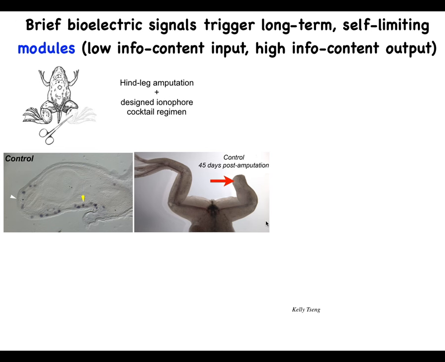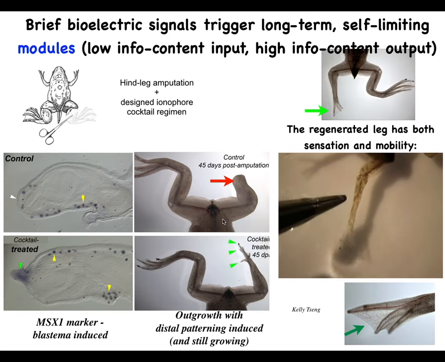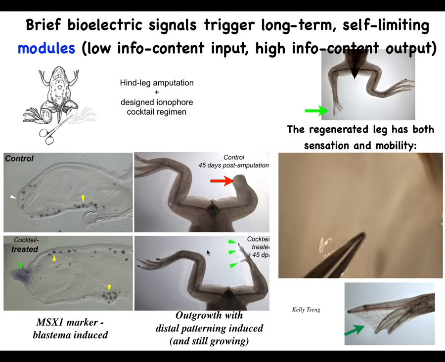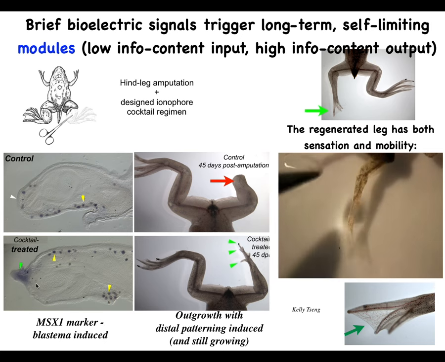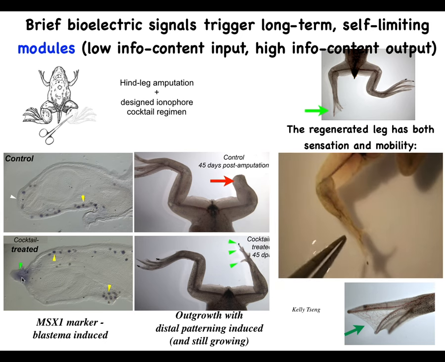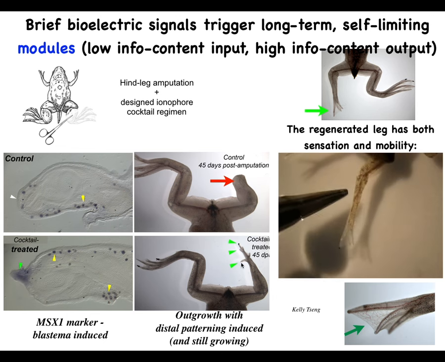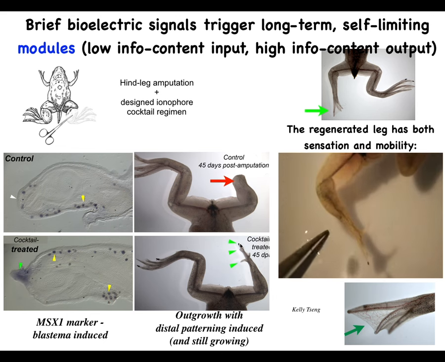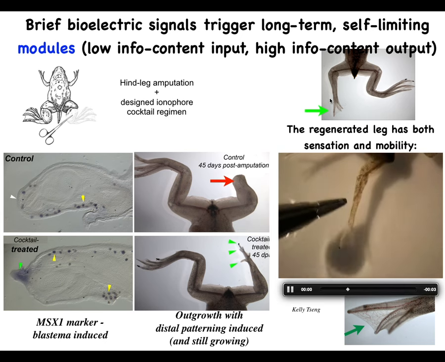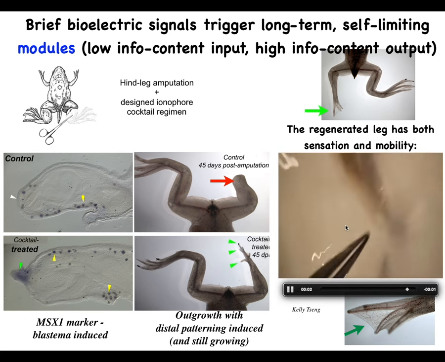We can use this for a regenerative medicine program. For example, frogs normally do not regenerate their legs as adults. 45 days later, there's nothing. We created a cocktail that triggers a signal that causes the leg to regenerate. So within about 24 hours, you get this pro-regenerative blastema. You then eventually, by 45 days, you've got some toes, you've got a toenail, and eventually a pretty respectable leg that is both touch sensitive and motile.